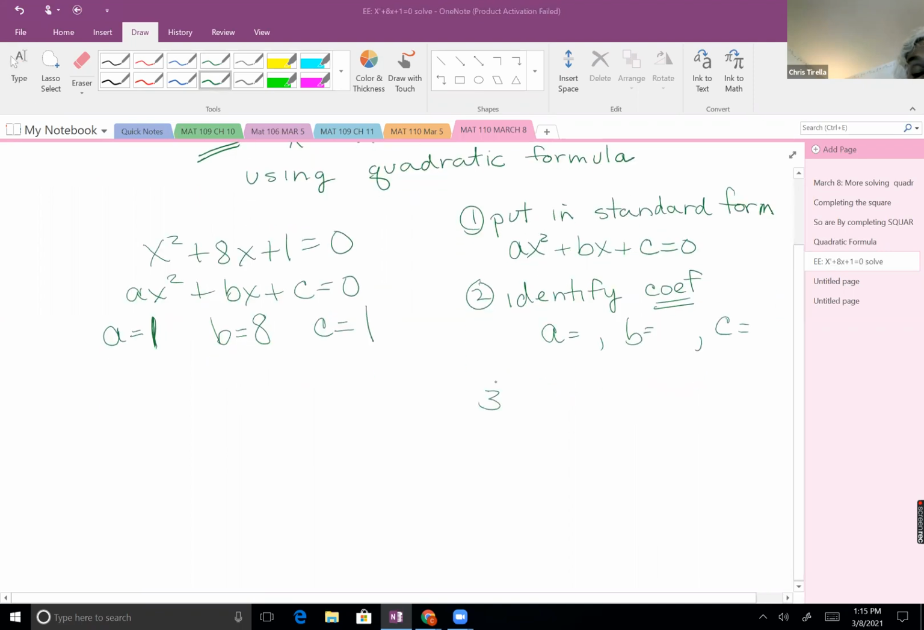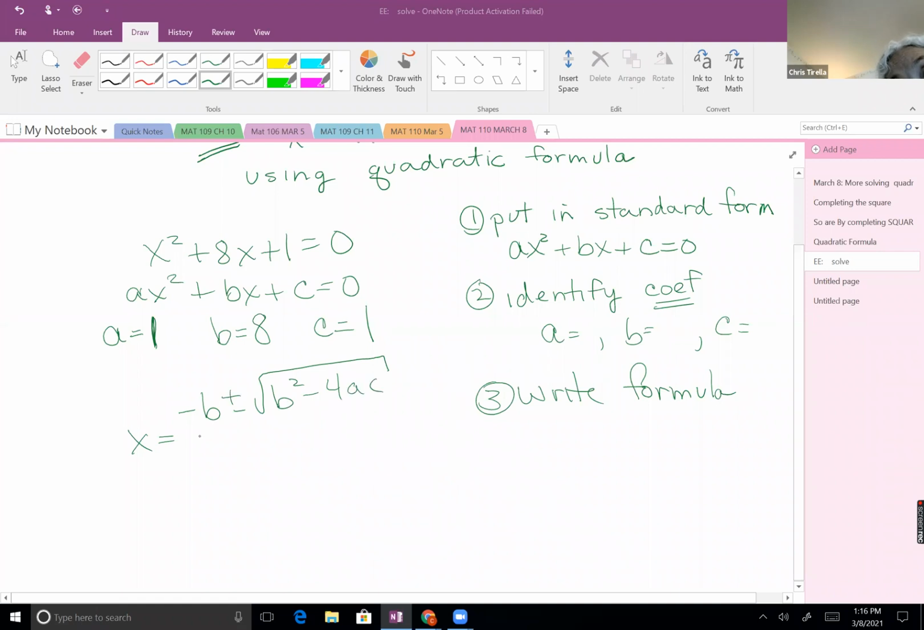Now we're going to write our formula that we just derived. That formula is x equals negative b plus or minus the root of b squared minus 4ac all over 2a. We're going to substitute.